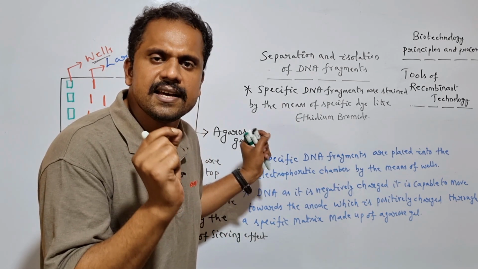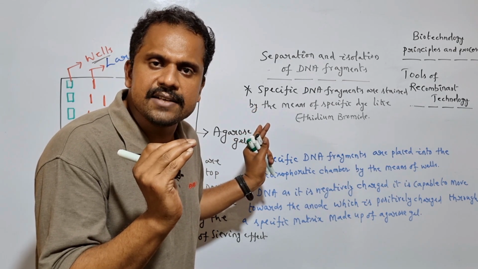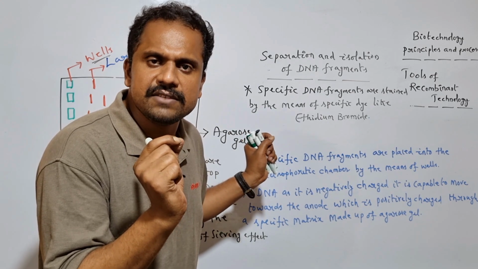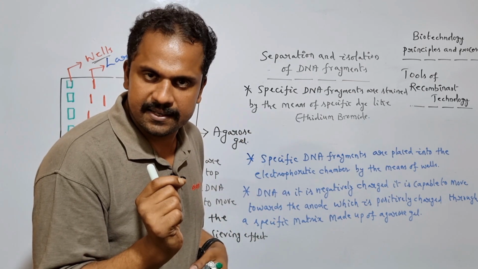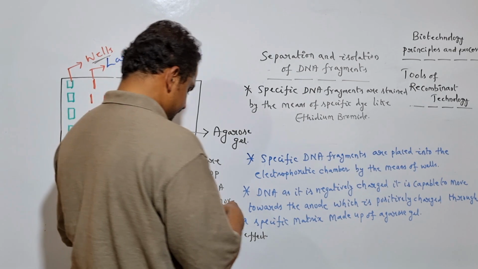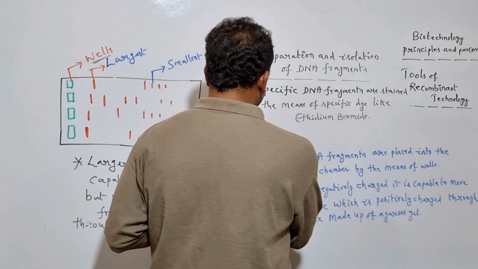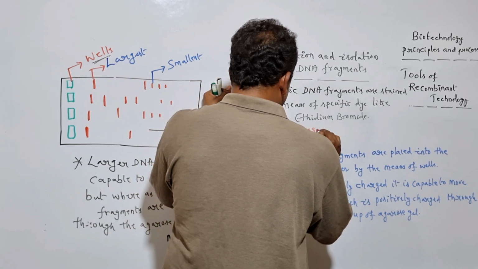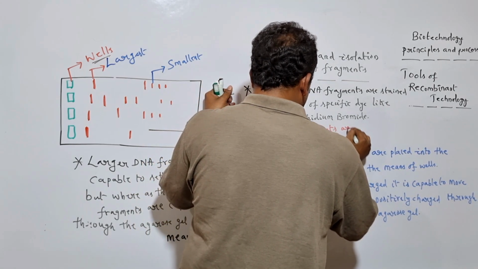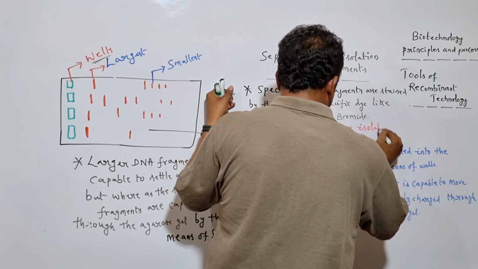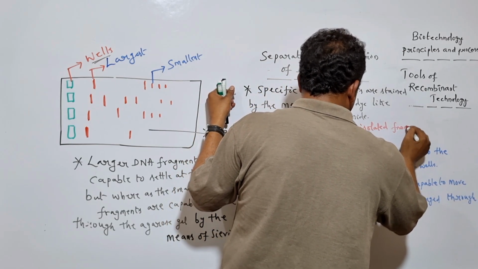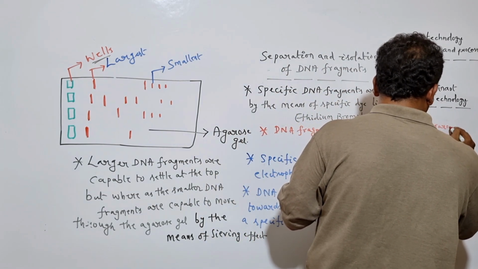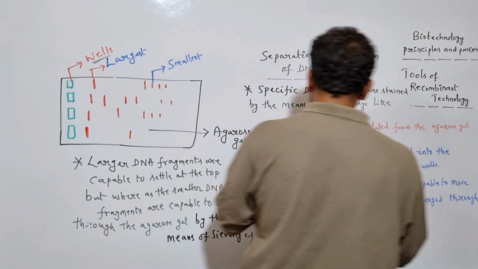So these orange colored DNA fragments are successfully isolated or cleaved from the agarose gel by means of a specific procedure termed as elution. Is it clear? DNA fragments are isolated from the agarose gel by means of elution.